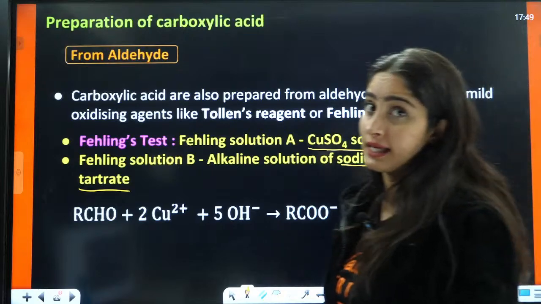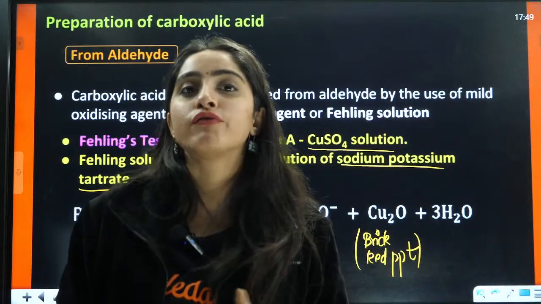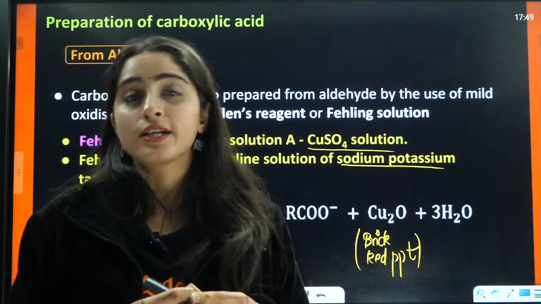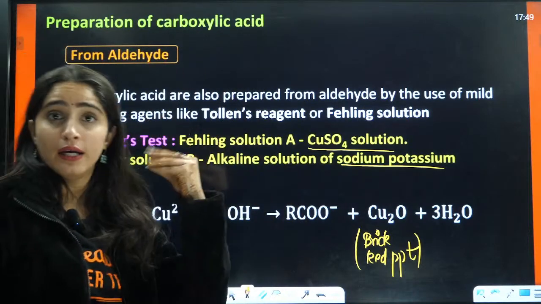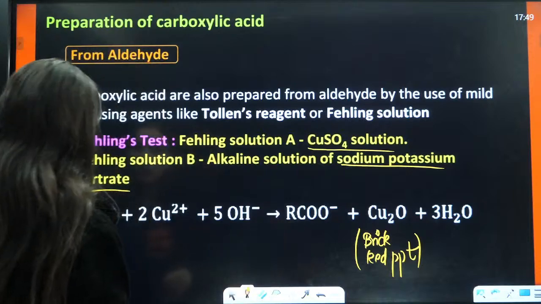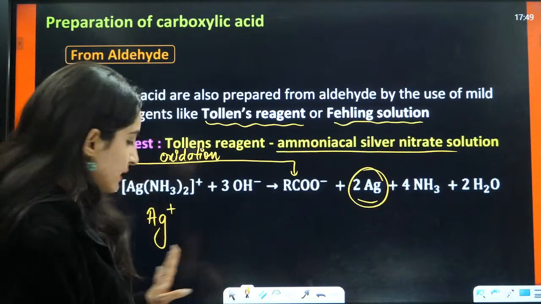Then we can say that definitely there is some aldehyde group present here. Fehling test is given only by aliphatic aldehydes, right? But Tollens is given by both aliphatic and aromatic, right?